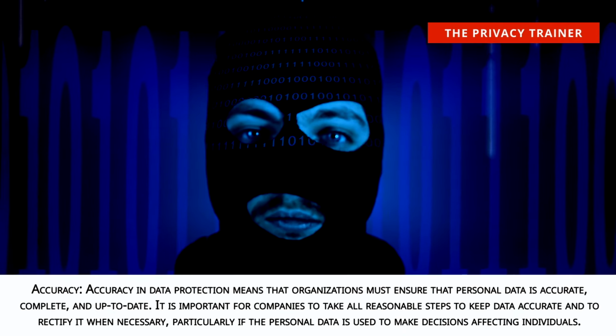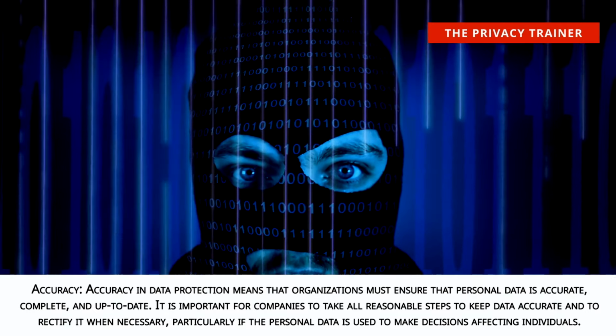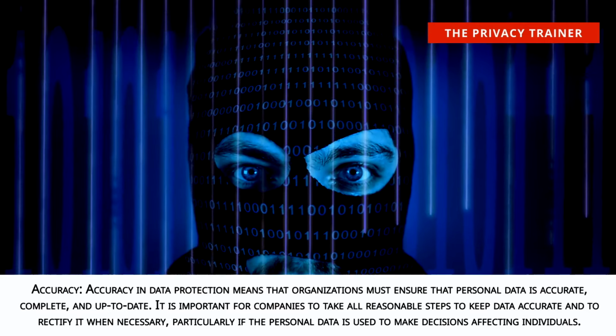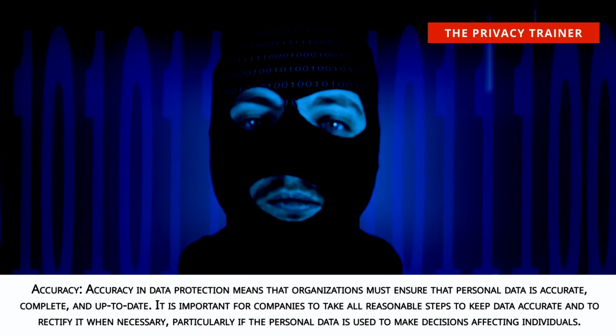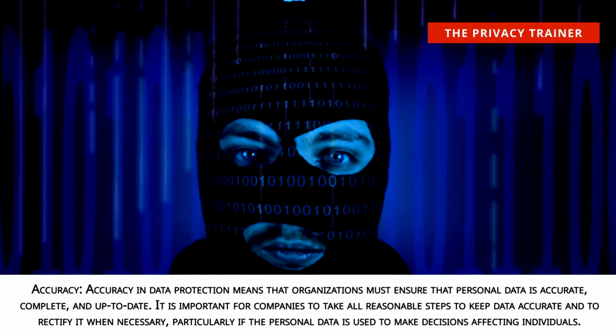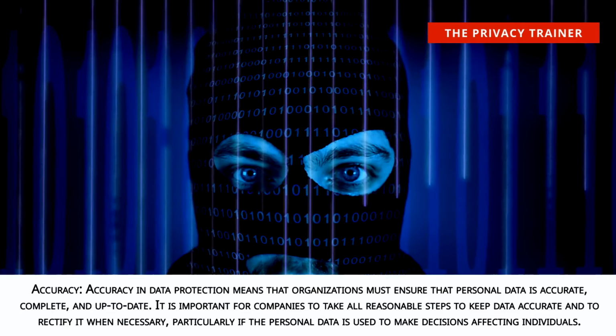Accuracy. Accuracy in data protection means that organizations must ensure that personal data is accurate, complete, and up to date. It is important for companies to take all reasonable steps to keep data accurate and to rectify it when necessary, particularly if the personal data is used to make decisions affecting individuals.